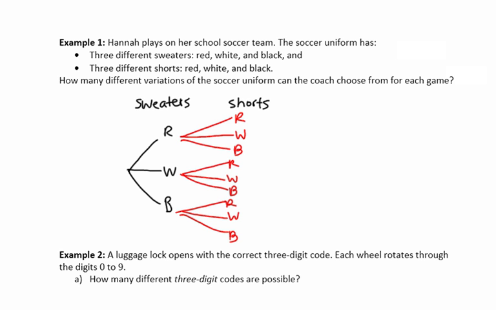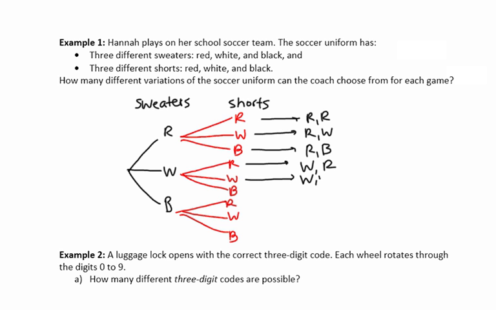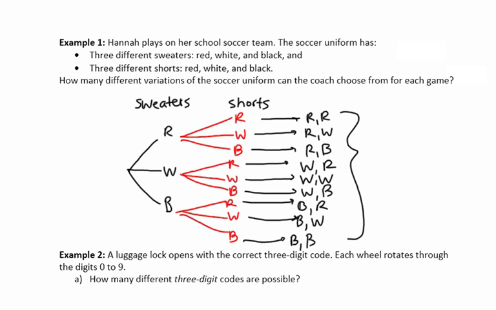So our total outcomes, I could have red and red, right? Red sweater, red shorts, red sweater, white shorts, red sweater, black shorts. We can have white sweater, red shorts, white sweater, white shorts, white sweater, black shorts, and then black sweater, red shorts, black sweater, white shorts, black sweater, black shorts. So total of how many combinations? How many is that? 9 combinations.